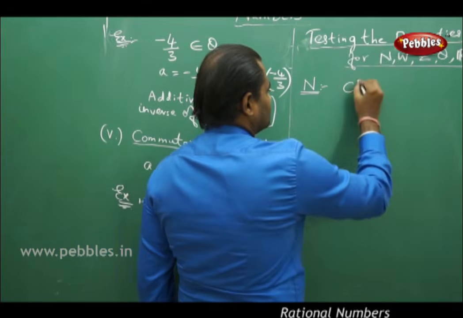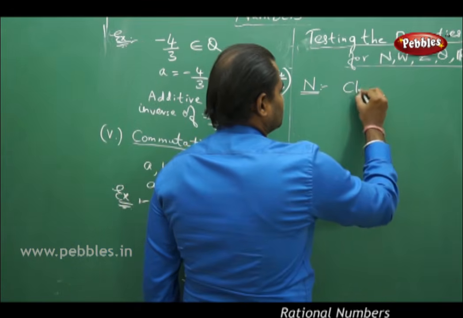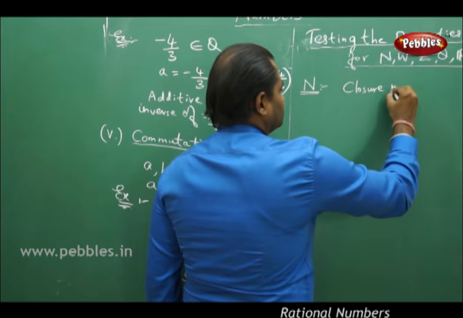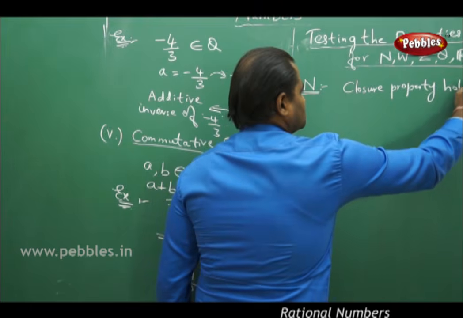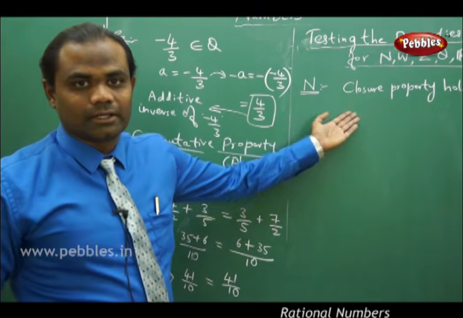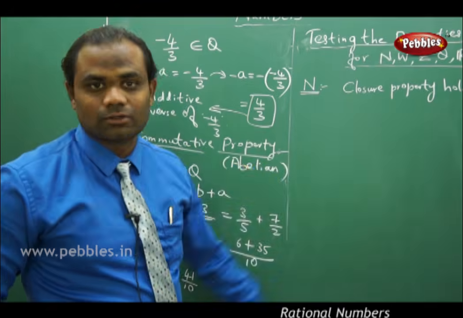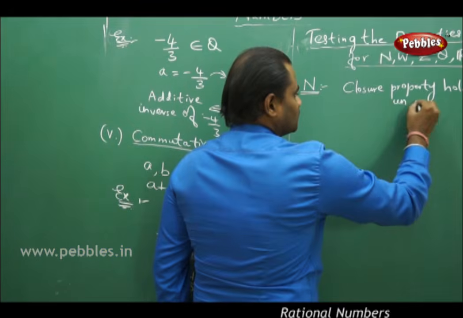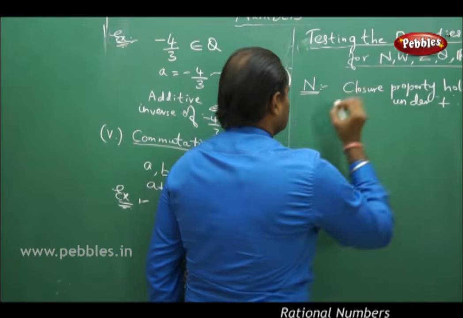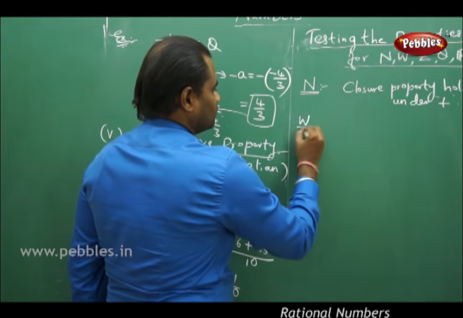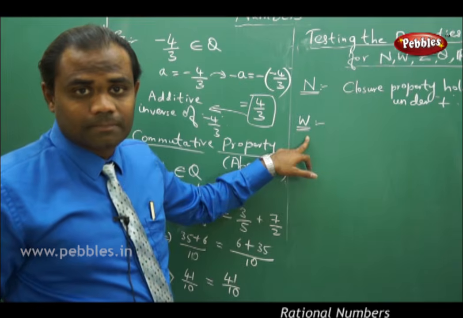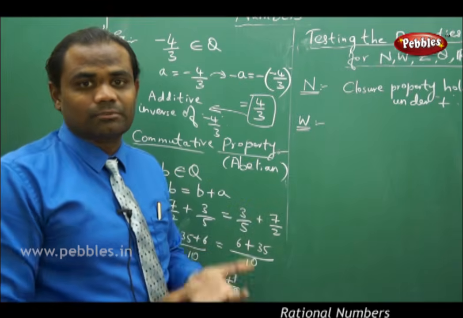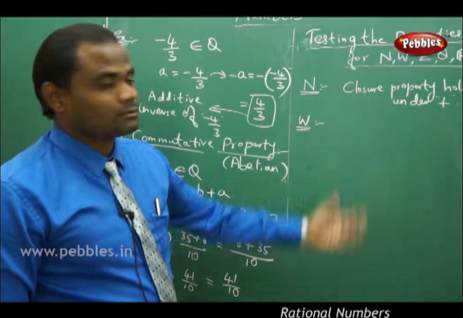So closure property holds. It doesn't fail in any case. So all natural numbers satisfy the closure property under addition. Let me now try with whole numbers. Does closure property hold for whole numbers? Yes, you take any two numbers and add them, you get back the whole number.